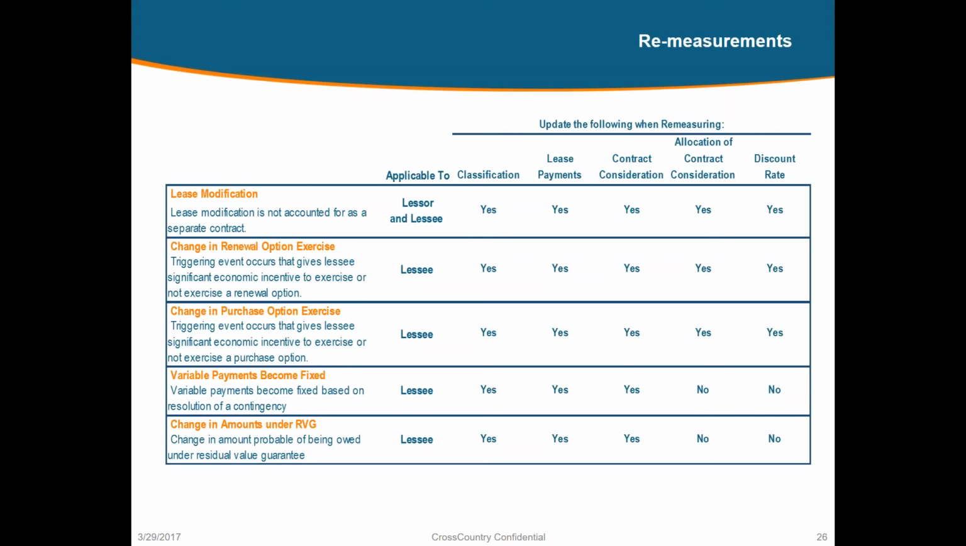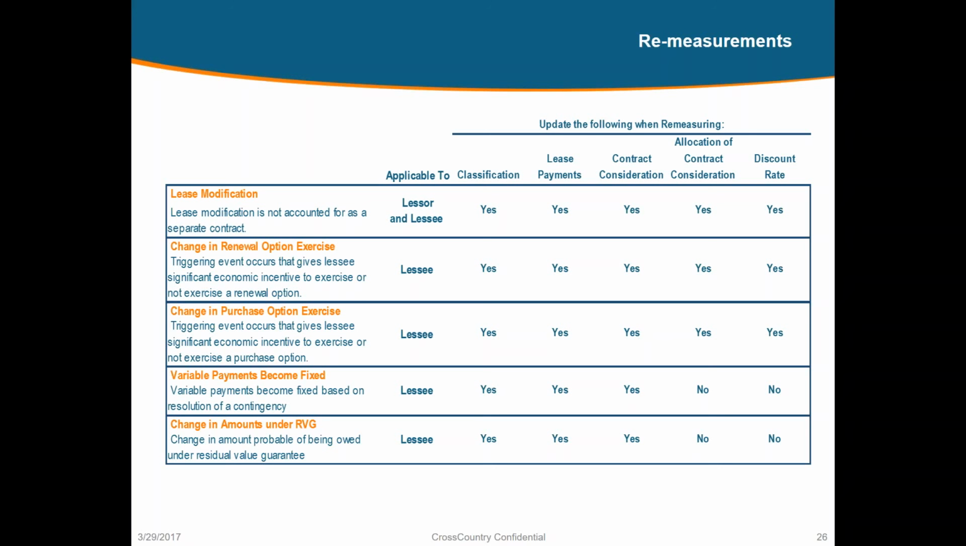A lease modification is treated as a separate contract when the lessee is granted an additional right of use not included in the original lease, and lease payments increase commensurate with the standalone price for the additional right of use. If a lease is modified, that modification is not accounted for as a separate contract. The classification, reassessment, and remeasurement is performed as of the effective date of the modification.